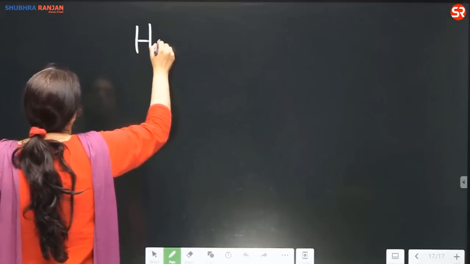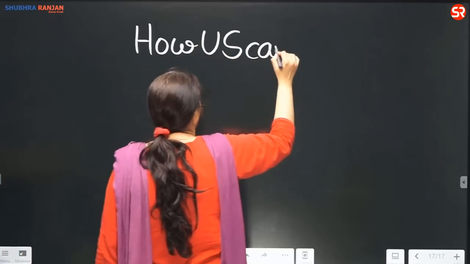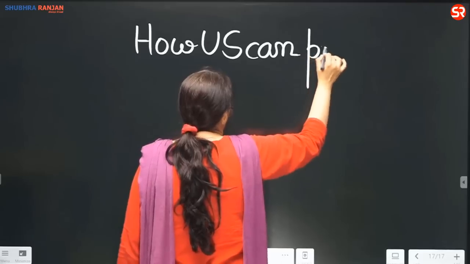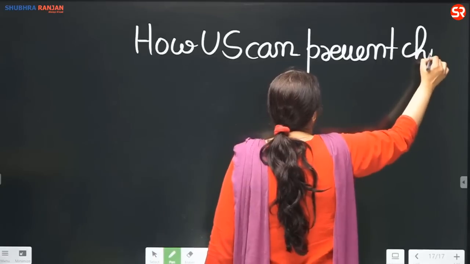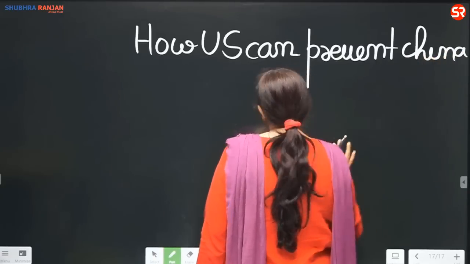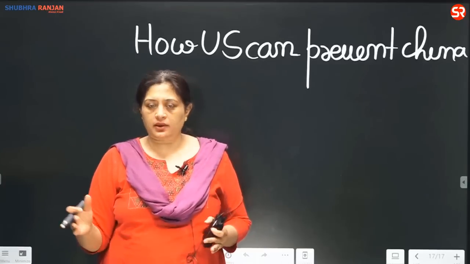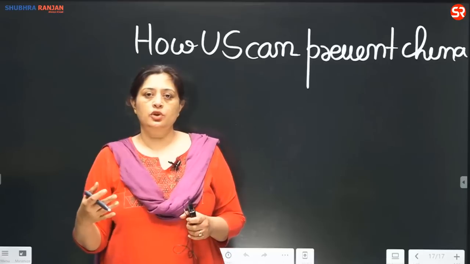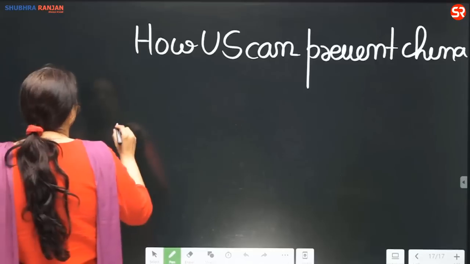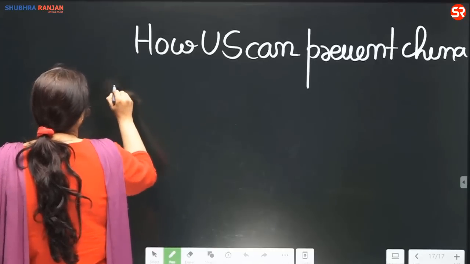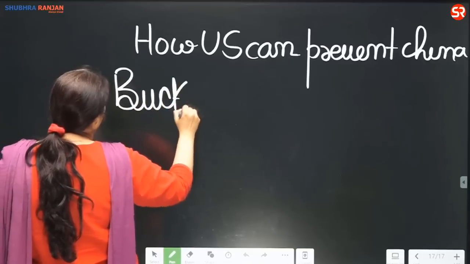Now, how can US prevent China, since they are at a huge geographical distance? Scholars like Mearsheimer suggest policies like passing.